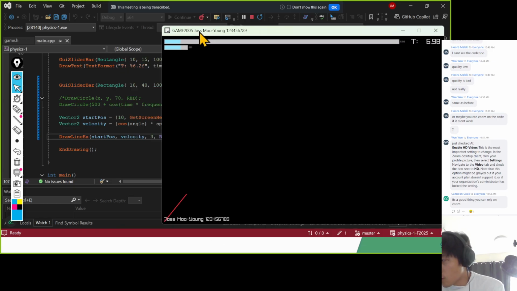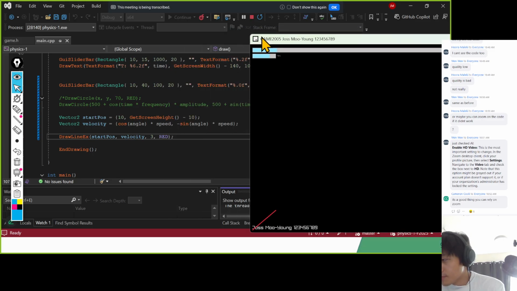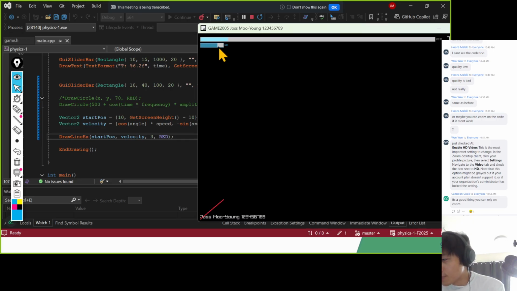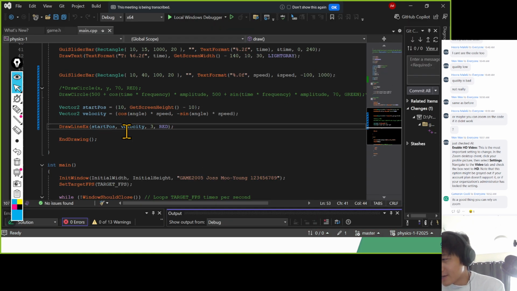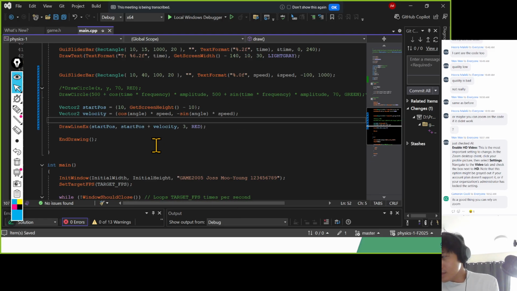What's still wrong? There's something still incorrect. Nope, it's not that. No, right now, that's not actually the most problematic issue. The most problematic issue is this right here: how we need to draw our vector. Because we're supposed to give an end position, not just a velocity.